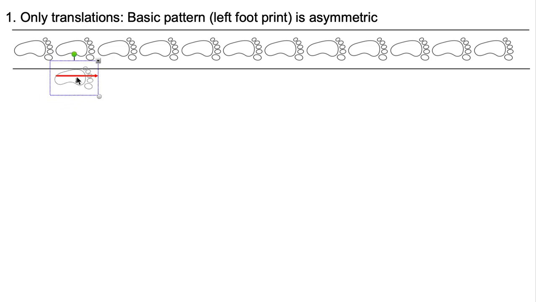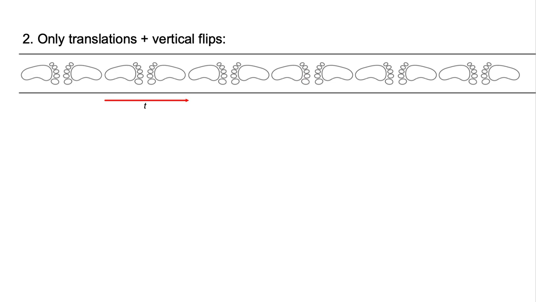And this line down here is the distance between the footsteps. In other words, this line measures the distance from one heel to the next heel. These patterns are not very interesting. The next kind of symmetry that we can have are translations and vertical flips.